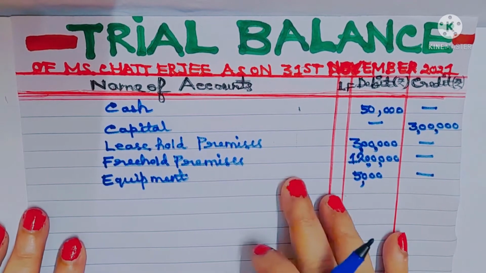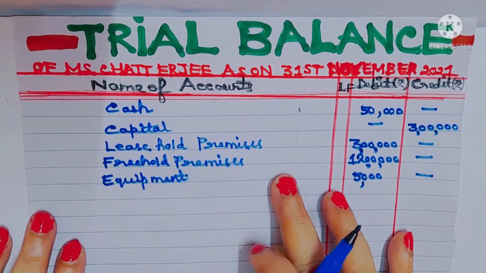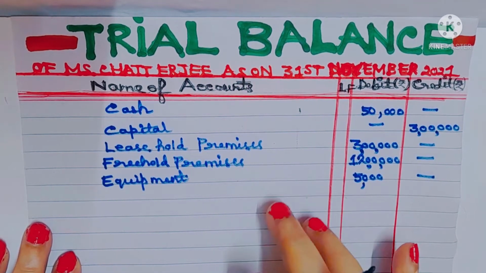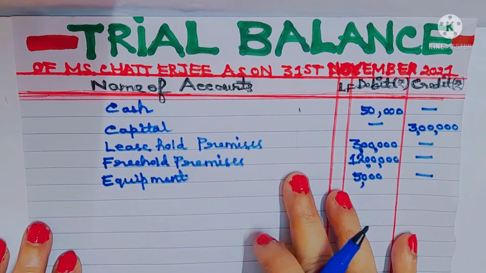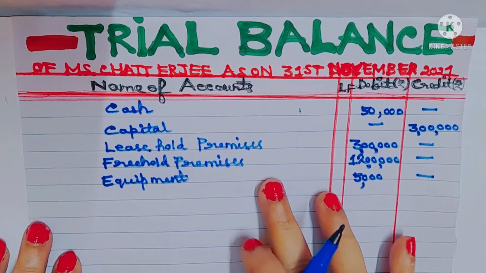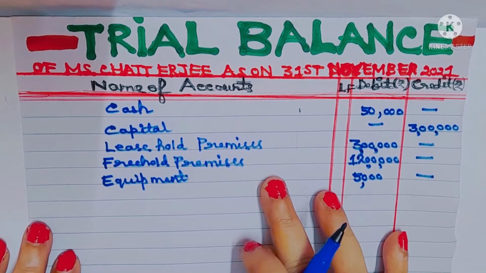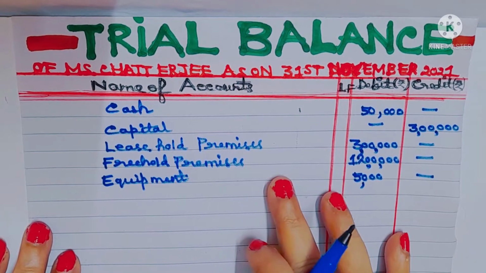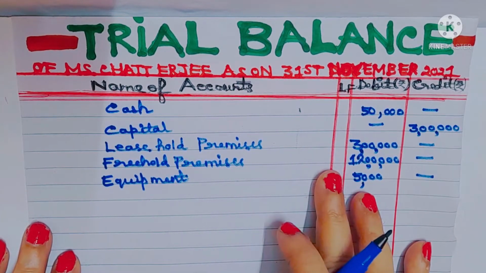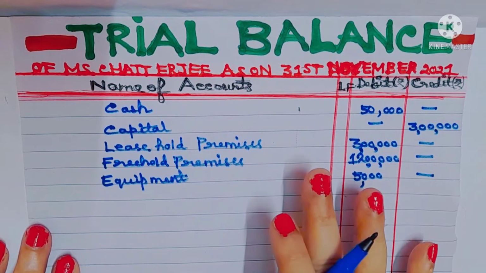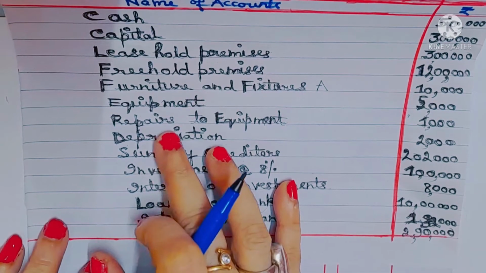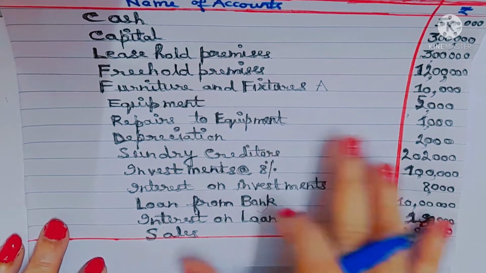Why is equipment a debit balance? Because equipment falls under real account. According to real account, what comes in is debit. When equipment is purchased, equipment comes into the business. So equipment account will be debited. Understood? Clear? So let's see the next account. Repairs to equipment, 1,000.